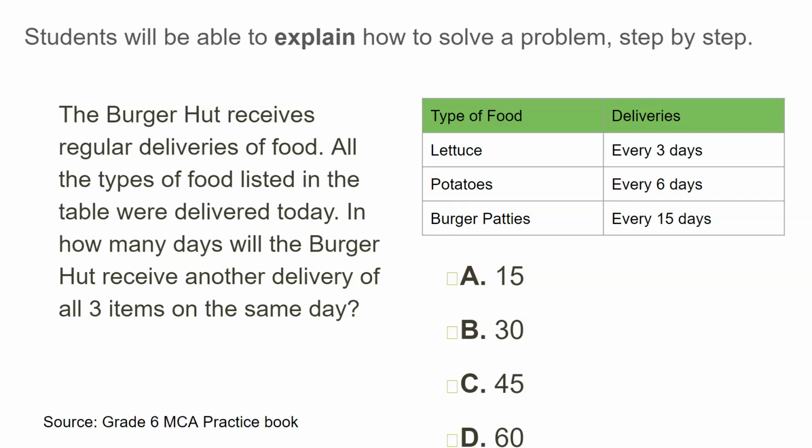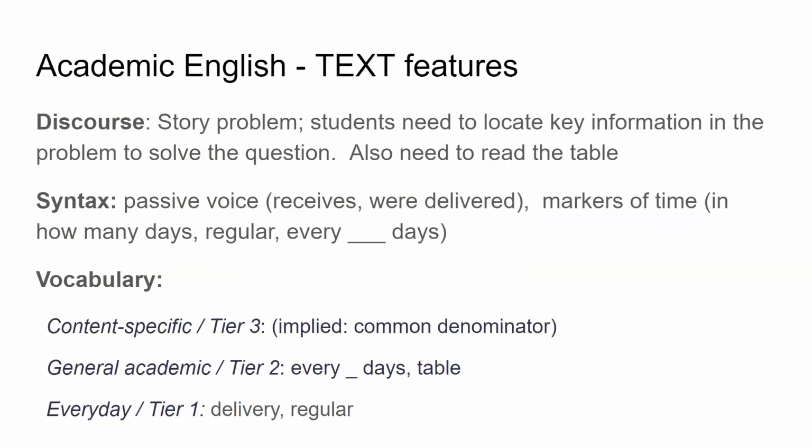So at the discourse level, they're reading the story problem and needing to locate key information, as well as read the table. There is some passive voice, word delivered, for example, and markers of time. And then again, one might consider vocabulary at the 3 tiers of vocabulary for your students. This is a review of those features of language in a text from that story problem in math.